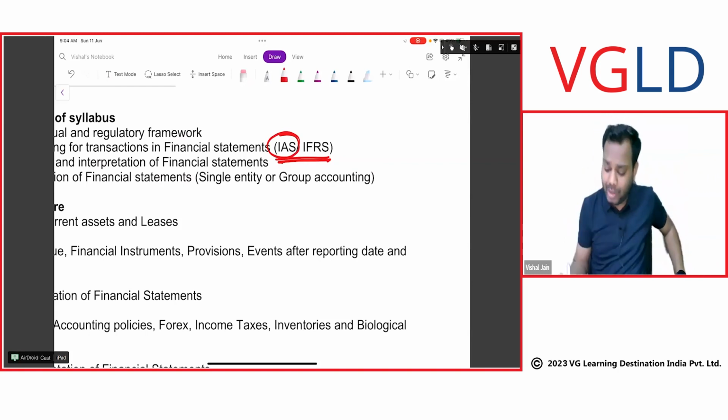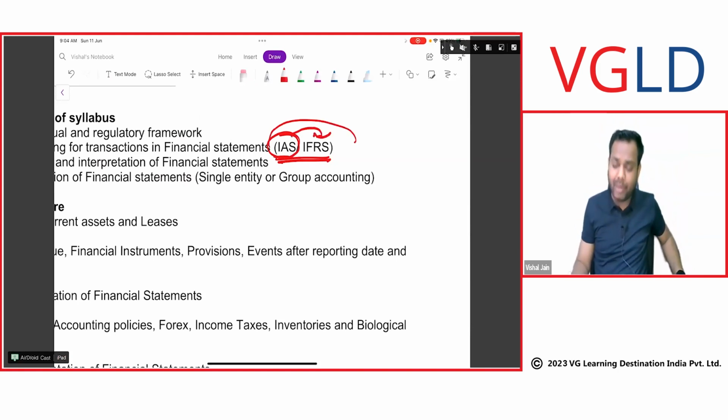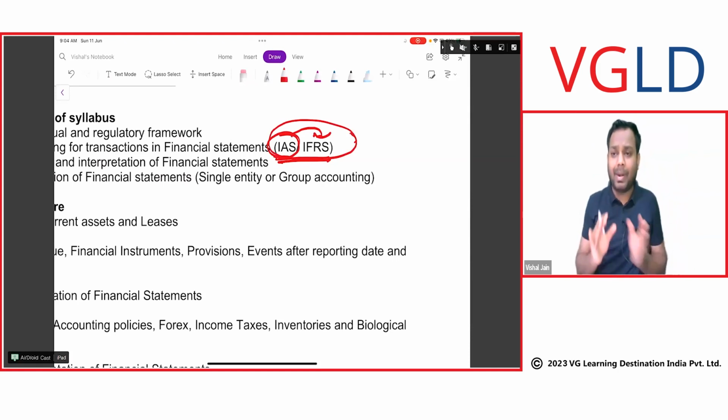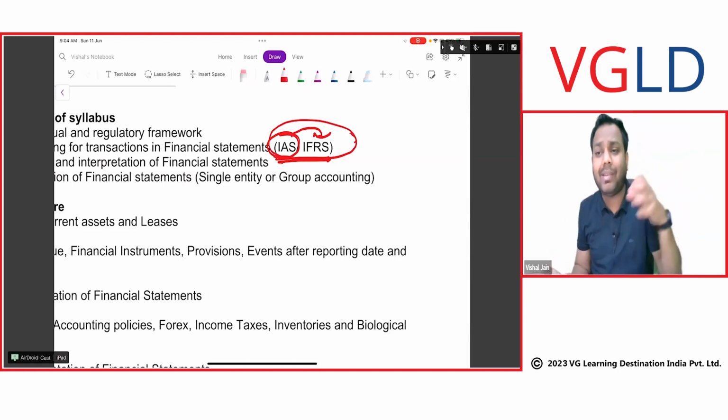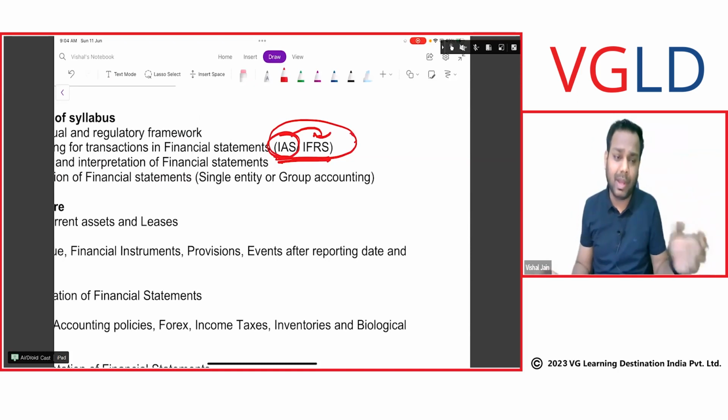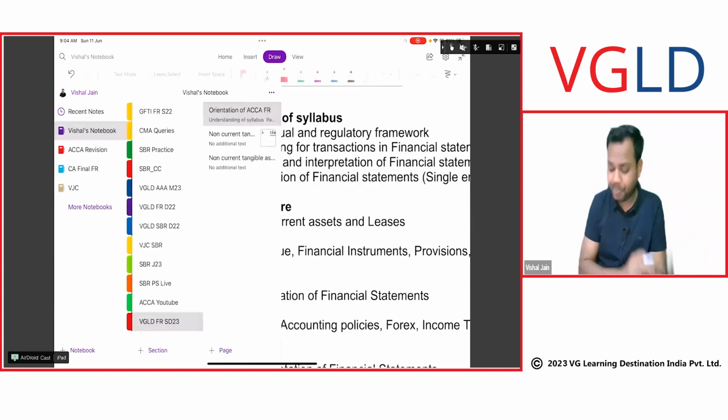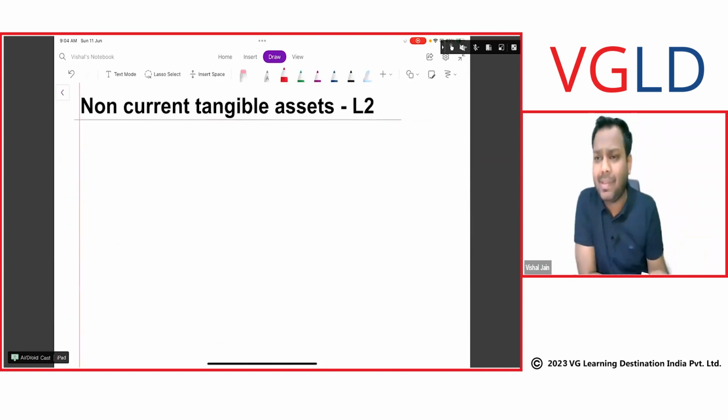When they revise these standards, they come up with an IFRS. So they are in the same framework, but IFRS are the revised IAS versions. I believe you understand this meaning. Now, coming back to my topic, I was discussing IAS 16, property, plant, and equipment.